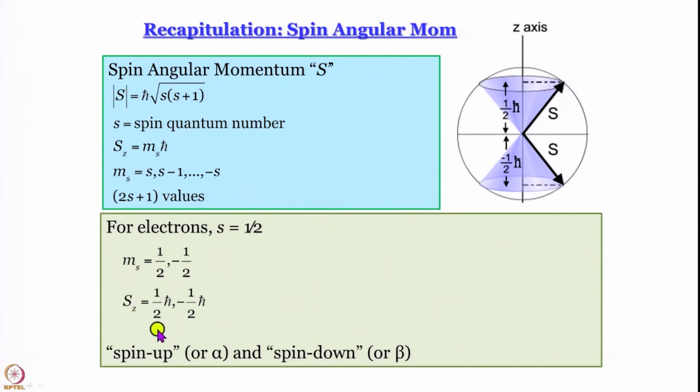So, the z component of angular momentum can be plus minus h cross by 2, and the length of this arrow or the magnitude of the spin angular momentum as such is equal to h cross multiplied by square root of s into s plus 1.